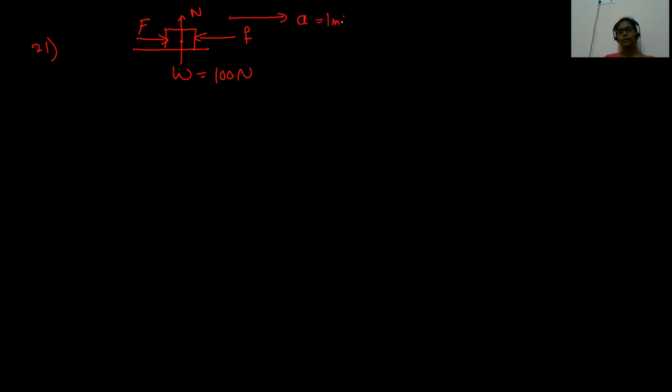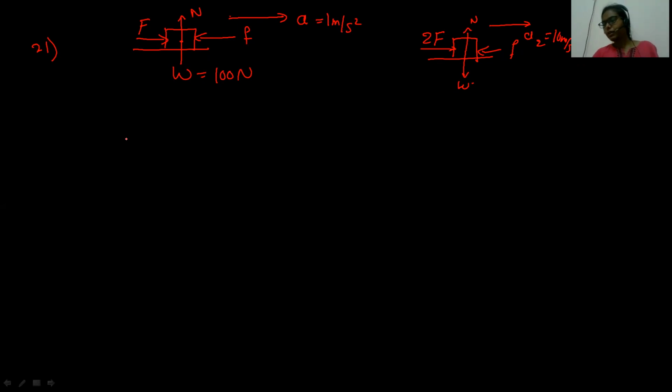In the initial condition, it is moving with 1 meter per second squared. When the force is doubled, this is the second condition. When the force goes to 2F, friction is the same. When the applied force is doubled, weight is the same, and normal reaction also remains the same. When the force is doubled, the body moves with an acceleration of 10 meters per second squared. This is the given data. Alright, children? From this, you need to calculate the coefficient of friction of the body. Let us see how to calculate this.